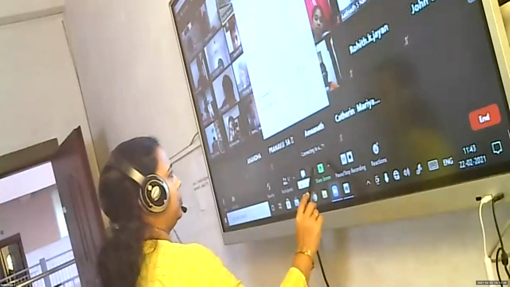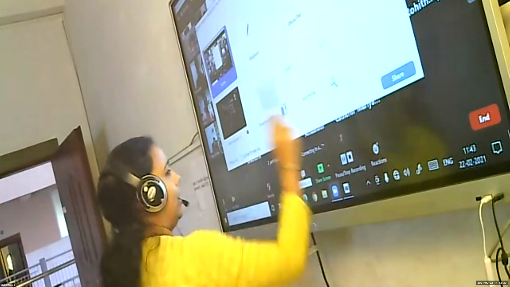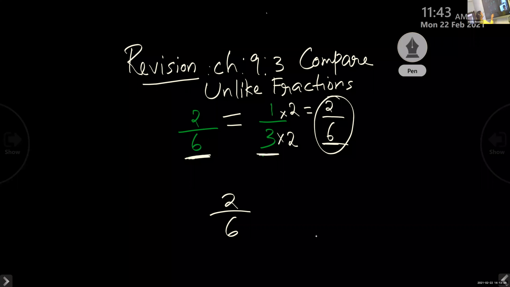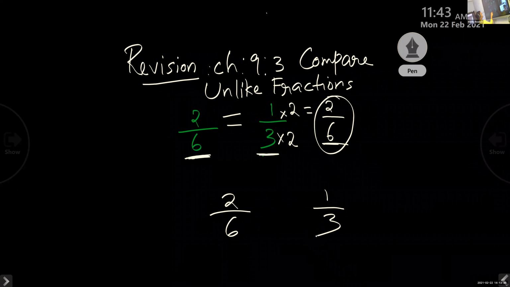Then we are taking the 2 and multiplying with 1 by 3. See, we have to change 1 by 3. Okay, so our aim is to make the denominator the same. So 3, how can we make 6? 3 into 2, 3 into 2.